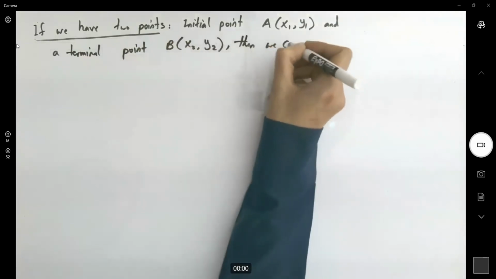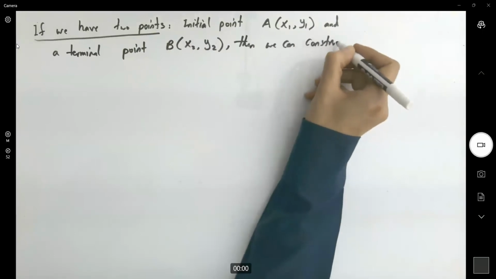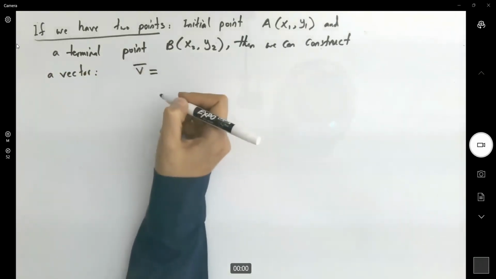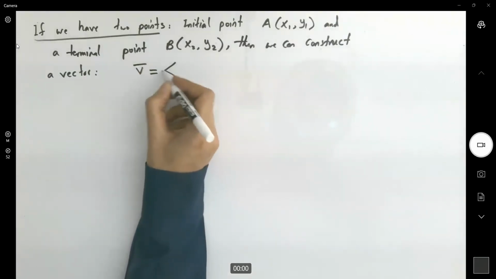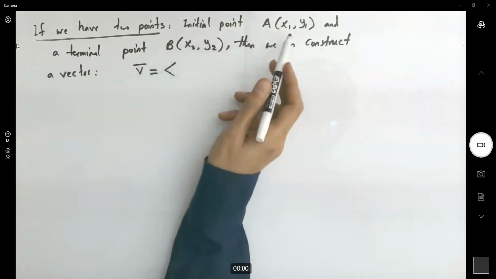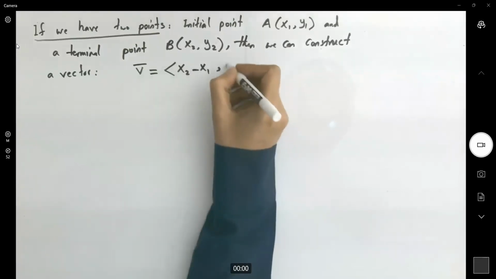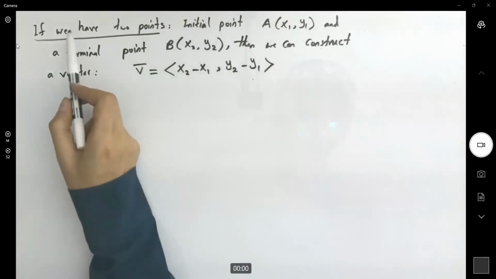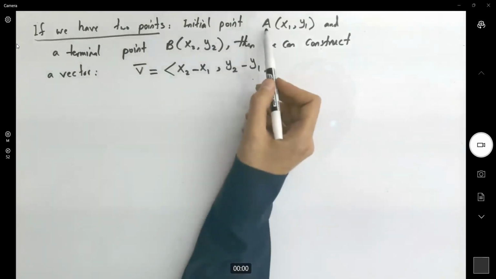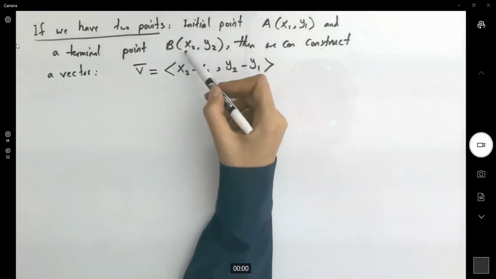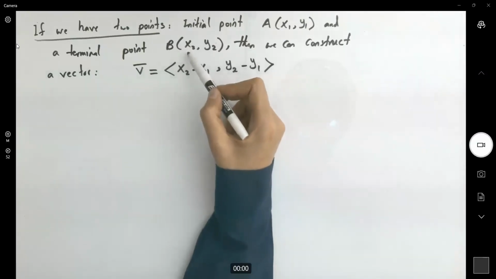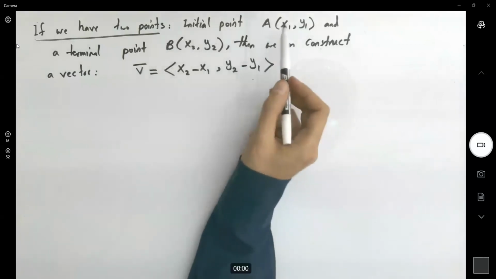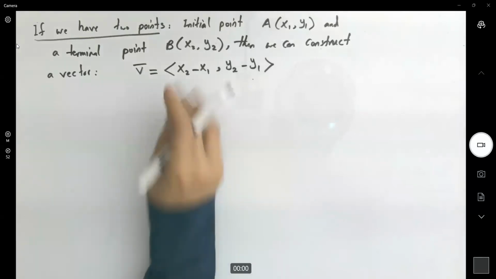Then we can construct a vector like this. Vector V defined with its components. Remember the symbol that we're using. It's going to be x2 minus x1, comma, y2 minus y1, and this is your vector. Okay. If we have 2 points, an initial point and a terminal point, the difference between the terminal coordinates and the initial coordinates gives you the vector components. So these are the components of your vector.